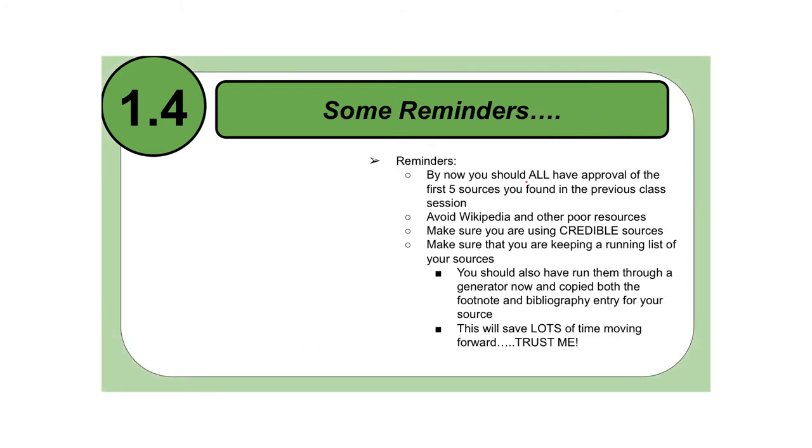By now, you should all have approval of the first 5 sources found in your previous class session. Remember, by the end of 1.3, you should have had 5 of your sources available, and I have already approved those. You have avoided Wikipedia and other poor sources. You are making sure that you're using credible sources. You have looked back to make sure that the sources you're using are actual legitimate sources. You have also made sure that you are keeping a running list of your sources. Please, please, please do not just use random things, because you're going to have to recite these things. So make sure you're keeping a list of some sort.